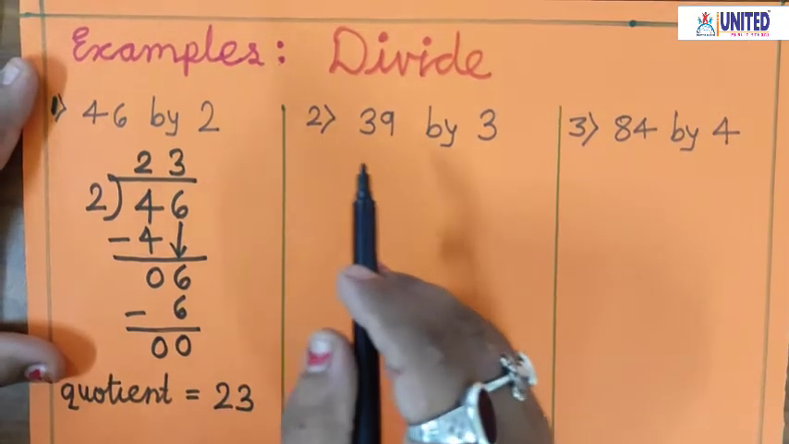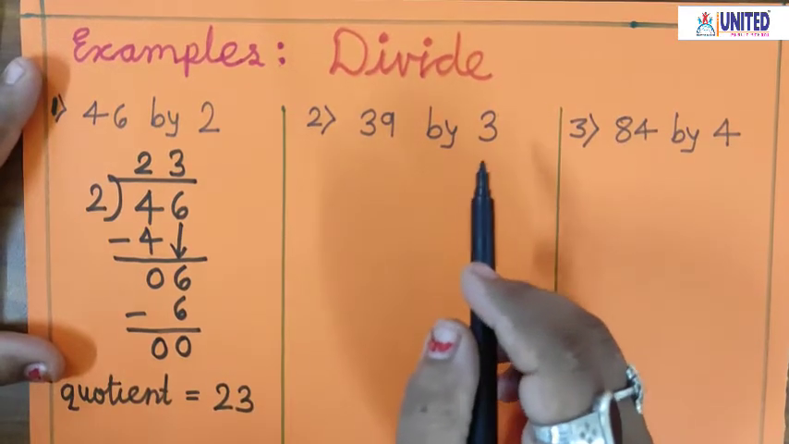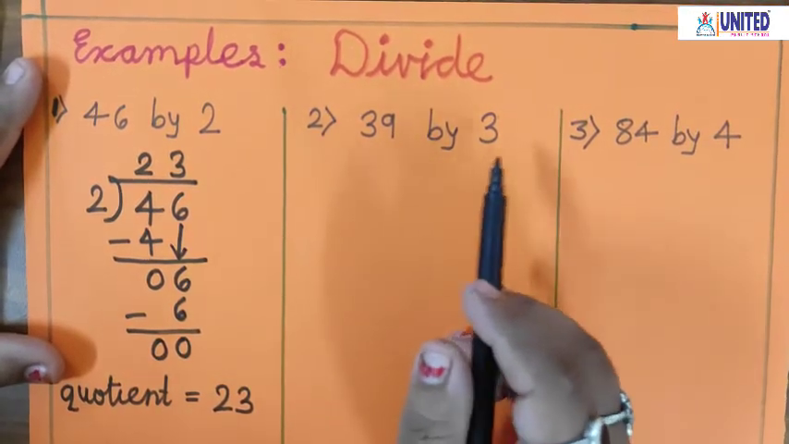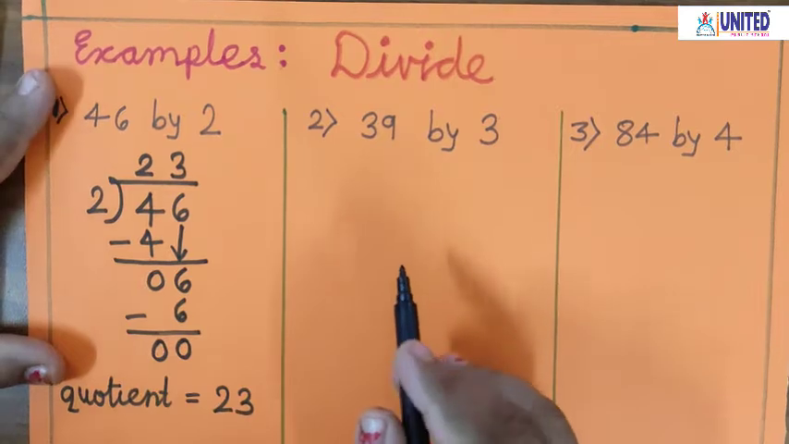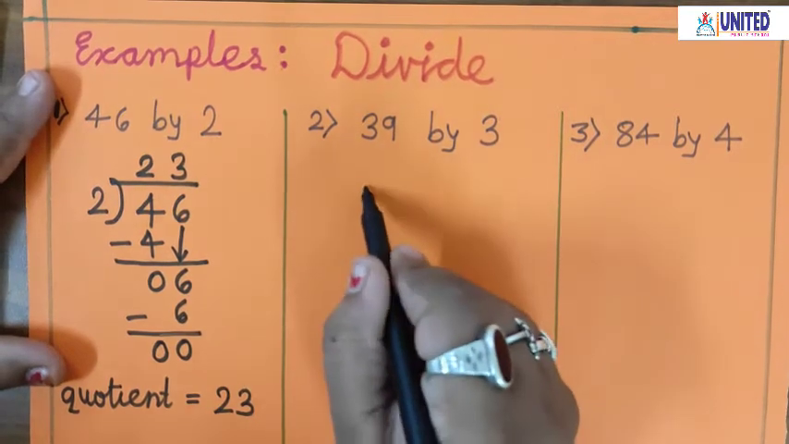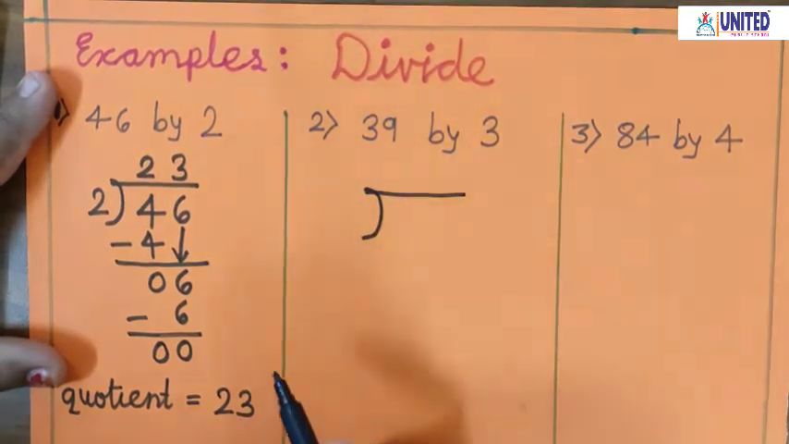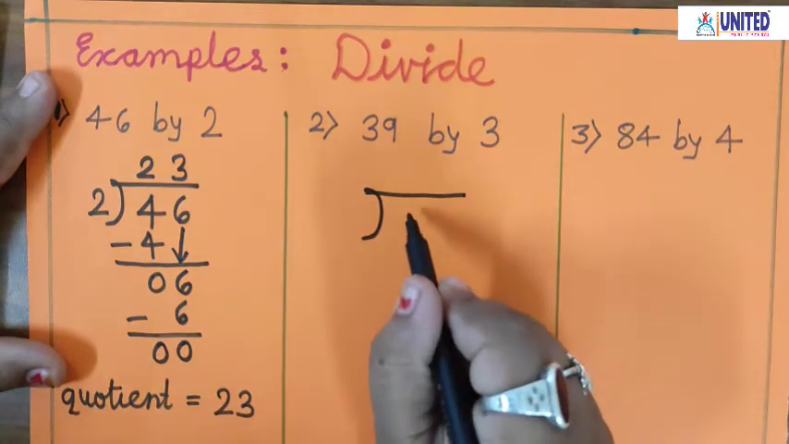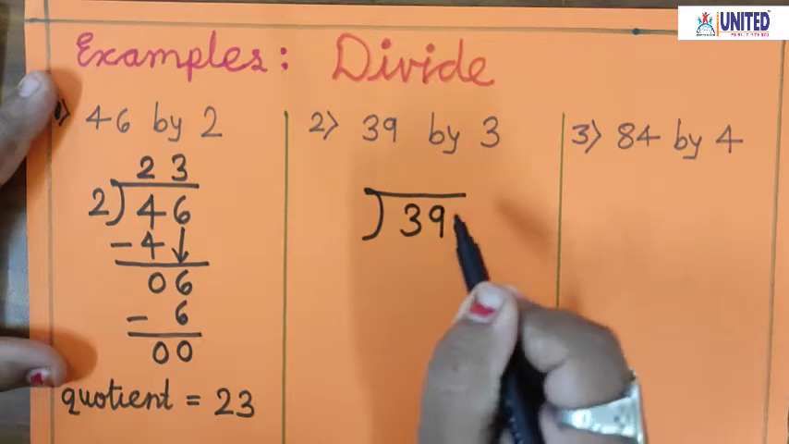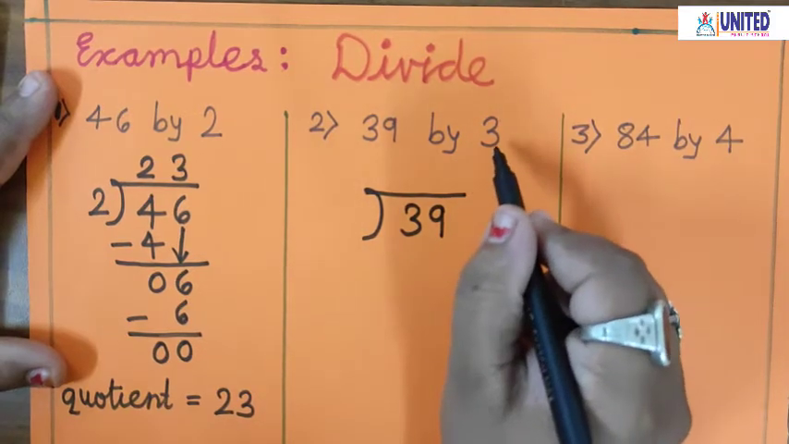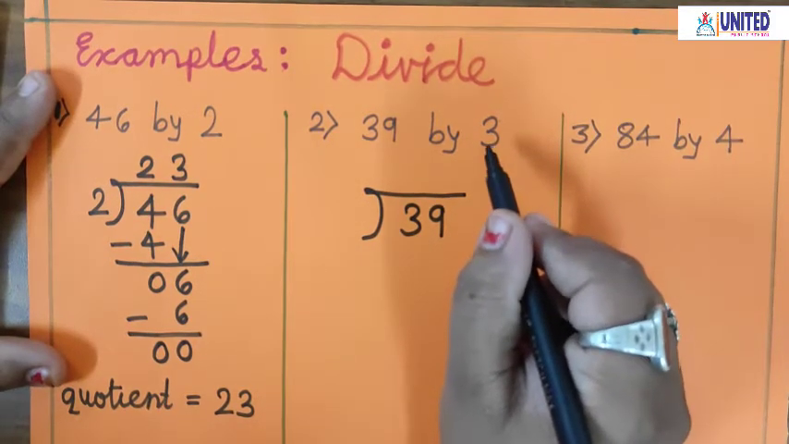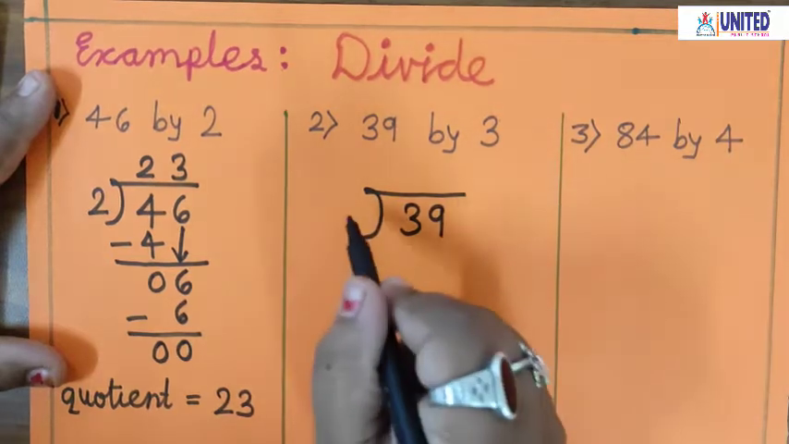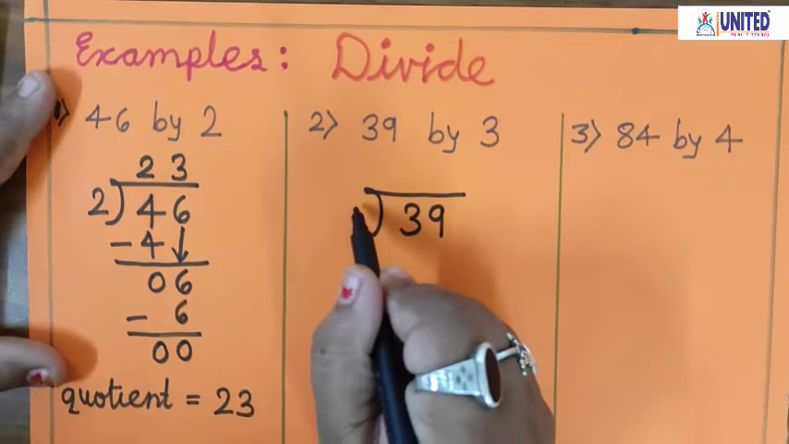Now next example, 39 by 3. That means 39 is divided by 3. So again we draw the sign of long division. This is the sign of long division. Now 39 is the dividend, so we write it inside. And divided by 3, 3 is the divisor. Okay, so we divide 39 by 3. So 3 we write at the outside.